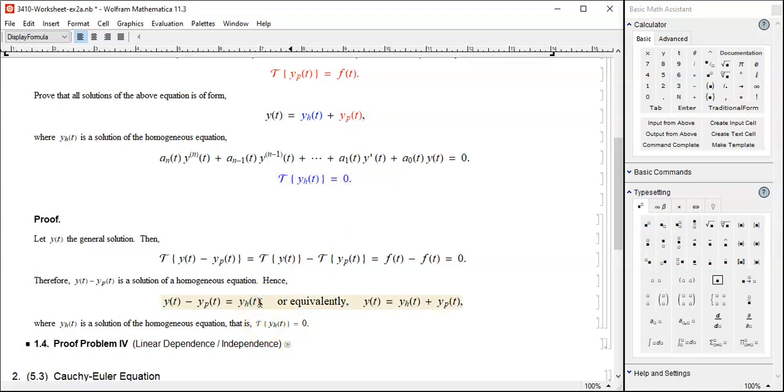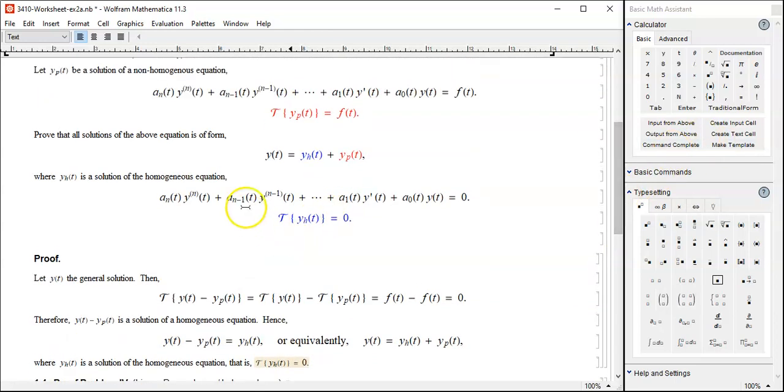And there you go. y minus yp should be equal to yh. And then with some algebra, flip it over. Equivalent to that, y is equal to yh plus yp, and there goes the solution. I wrote one more line here, where yh is a solution of the homogeneous equation, but I already named it in the problem set, so even if you do not write the last line, if you stop here, that's going to be perfect. I already specified it.